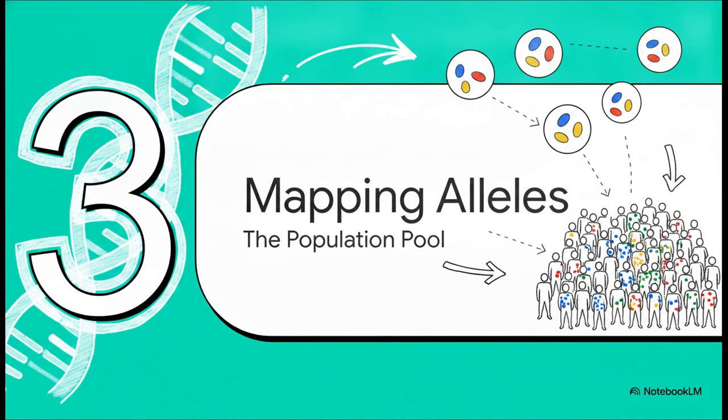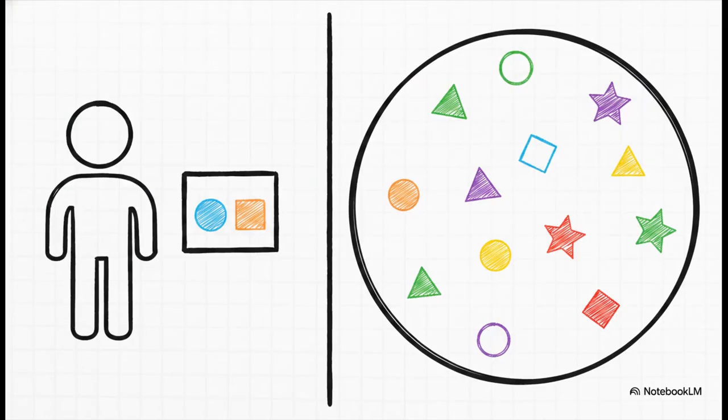Next up, Section 3, mapping multiple alleles across the population pool. Now, this is absolutely crucial to grasp. Individuals carry exactly 2 alleles, but populations can hold 3 or more. If you look at the individual level, you, me, we only have 2 literal slots for our genetic code. But if you zoom out and look at the larger population pool, that single gene can contain more than 2 distinct forms or alleles circulating out there. It's kind of like a giant genetic library.